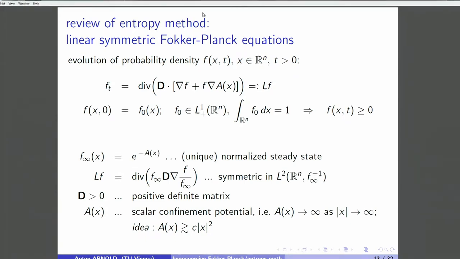For this equation here, you can write down explicitly the steady state. It's just the exponential of minus this potential appearing here. You just plug it into these two terms to verify that. Moreover, you can rewrite this Fokker-Planck operator in this slightly simpler form using the steady state. And you verify again that this is a symmetric operator in this weighted L2 space. So the weight is again the inverse of the steady state. And concerning this potential A of x, think again, it's a confining potential growing, for example, quadratically.